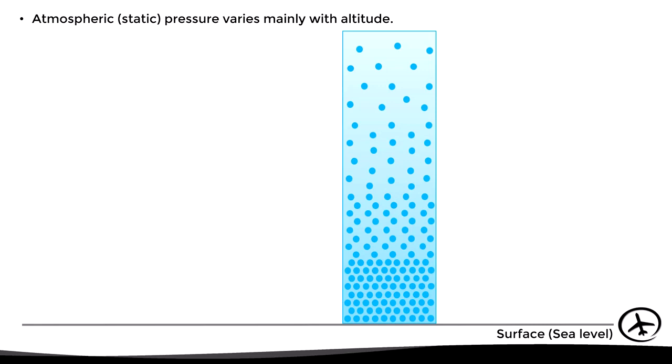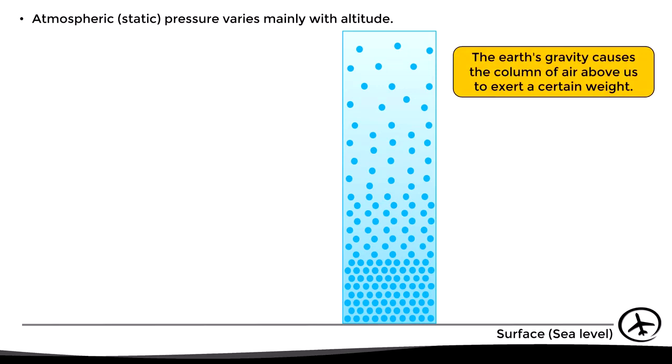This has a quite logical explanation. Air is made of matter, and matter has weight, so the gravity of the Earth makes the column of air that is above us exert a certain weight, which causes the particles underneath to compress more and stay closer together. This weight that we feel from the air column that we have above is precisely the static pressure. And at sea level, this static pressure is approximately 30 inches of mercury.